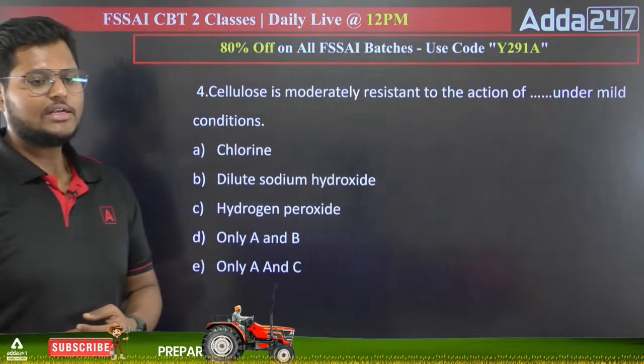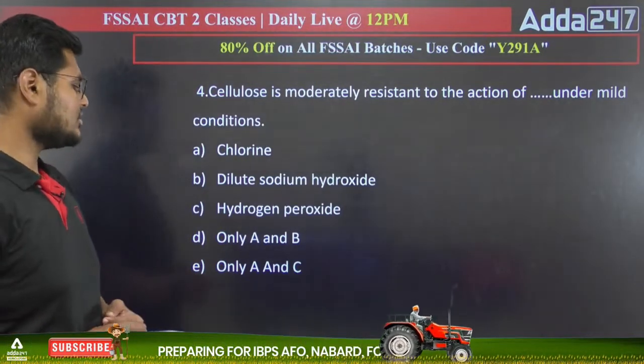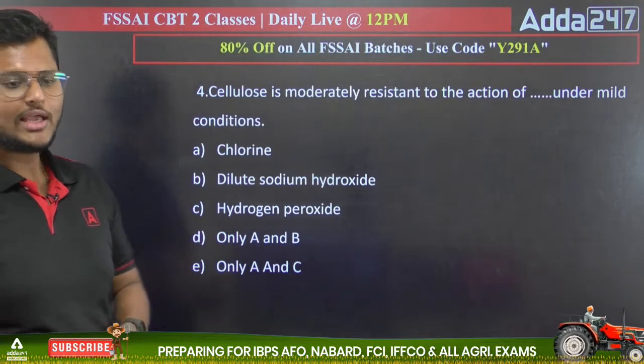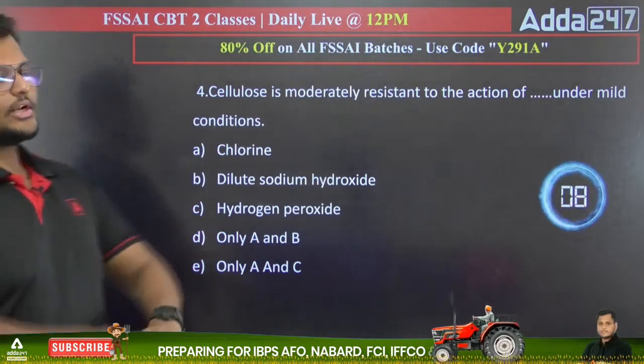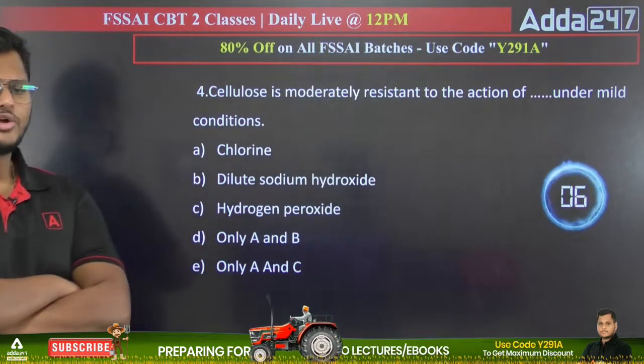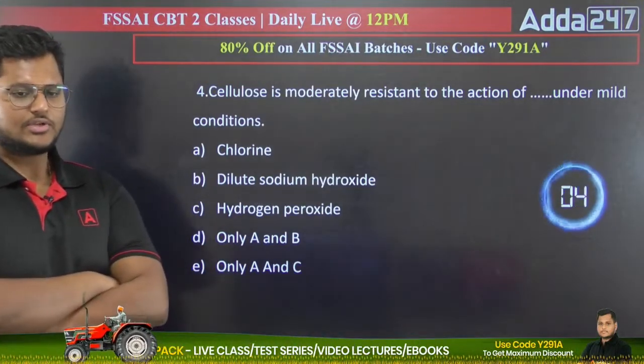Next, cellulose is moderately resistant to the action of dash under mild conditions. Chlorine, dilute sodium hydroxide, hydrogen peroxide, only A and B or only A and C. Cellulose is moderately resistant to the action of dash under mild conditions.